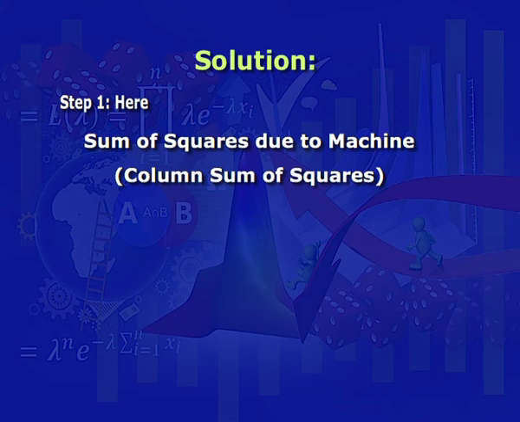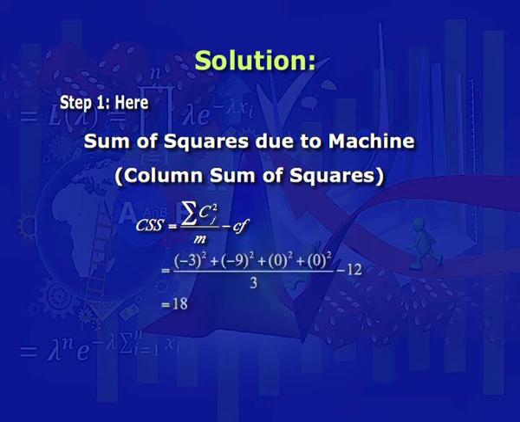Now, we calculate sum of squares due to machine, that means column sum of squares. The formula for column sum of square equal to summation Cj square divided by M minus CF. So, Cj indicate the total of jth column. Substituting the total of every column and finding its square and total, we get -3 square plus -9 square plus 0 square plus 0 square divided by 3 minus correction factor 12. On simplification, we get answer 18.